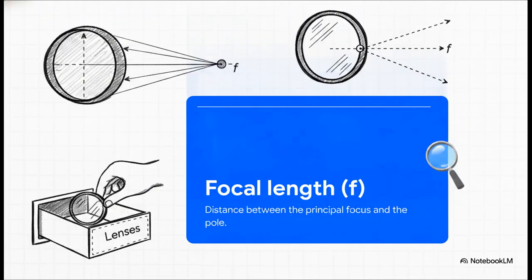And finally, there's f, the focal length. Think of f as the unique fingerprint of the specific mirror or lens you just pulled out of the drawer. It's the distance between the principal focus and the pole. Basically, finding f is the whole game here. It tells us exactly what kind of instrument we're dealing with.